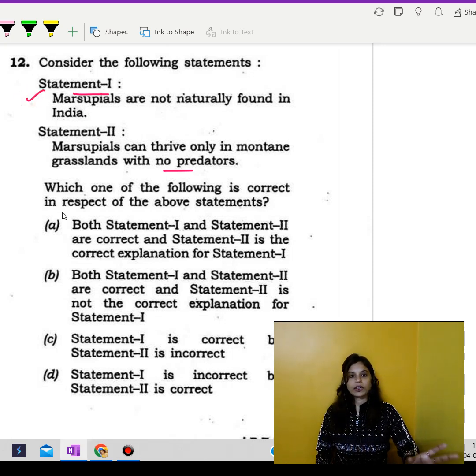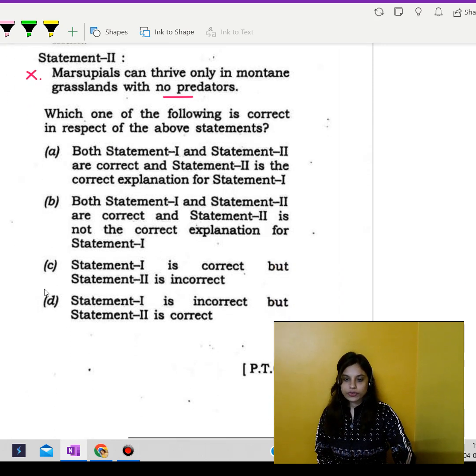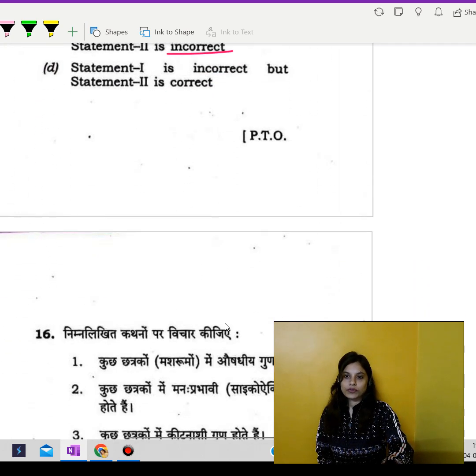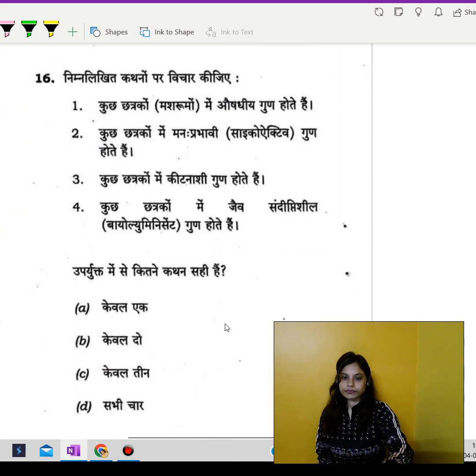Now, talking a bit about marsupials, they are mostly found in arid and semi-arid regions, and not only in montane grasslands with no predators. So, hence, this one is not correct. Okay, they are not only available in montane grasslands. So hence we can say option C would be correct, which says statement 1 is correct, statement 2 is incorrect. All right. Moving over to the next question.